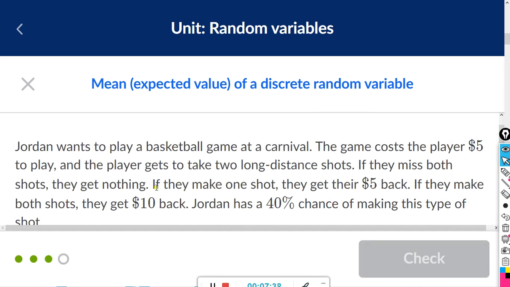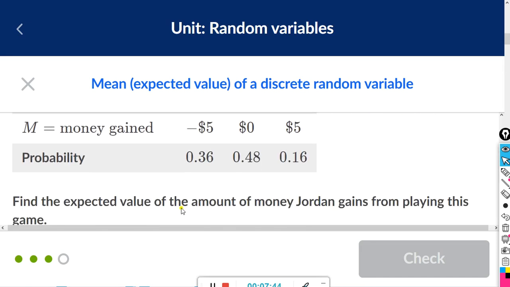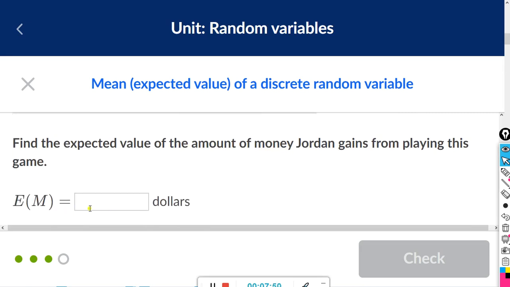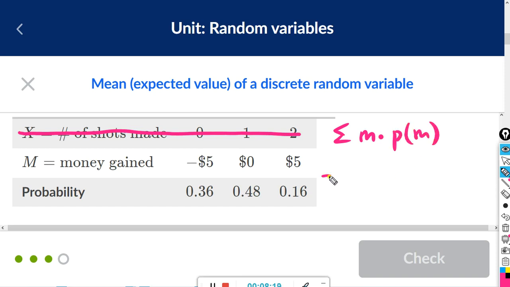Okay, here we go. Same problem, same write-up as problem number 2, and same table it looks like, but this time they want the expected value of the amount of money that he makes. So instead of the x's, we're going to use the m's. Instead of the sum of the x's, it's the sum of the m's times the probability P of m. It's really the same thing.